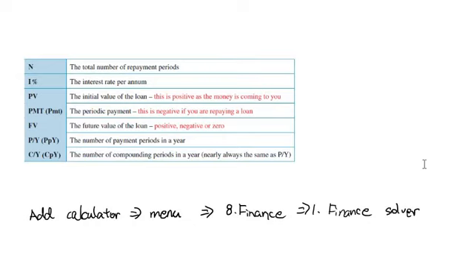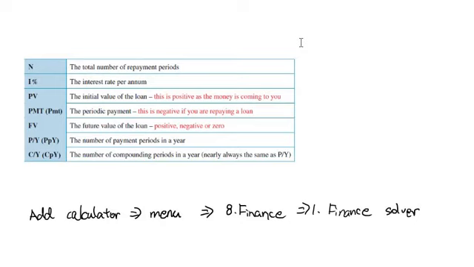And in our finance solver, we need to pay special attention to the sign of the value that we are entering. If the money is coming into your account, then we consider that amount of money to be positive. But if the money is going out from your account, we consider that amount of money to be negative. Now, a lot of students are confused about the sign of the loan.